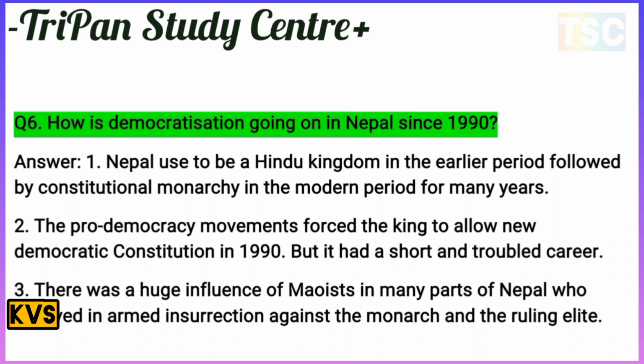The pro-democracy movement forced the king to allow a new democratic constitution in 1990. But it had a short and troubled career. There was a huge influence of Maoists in many parts of Nepal, who believed in armed insurrection against the monarch and the ruling elites. This is important here.